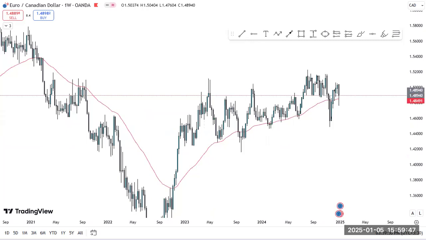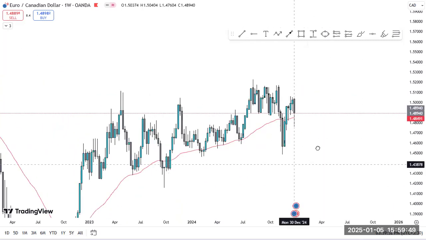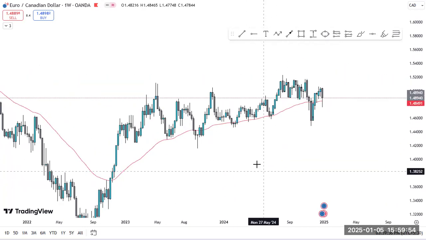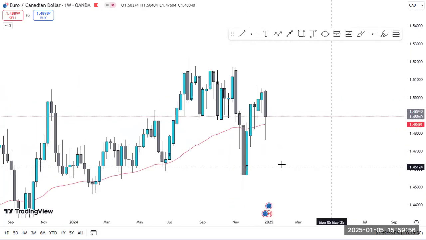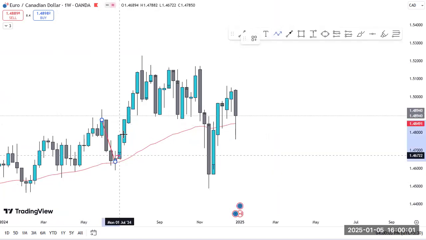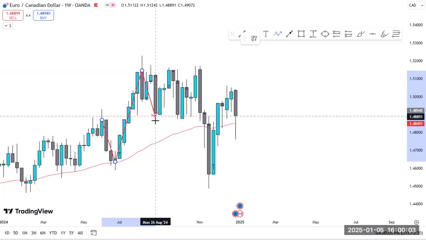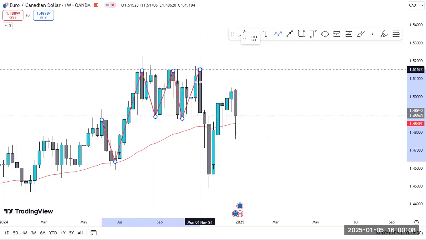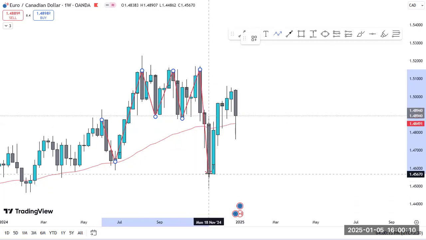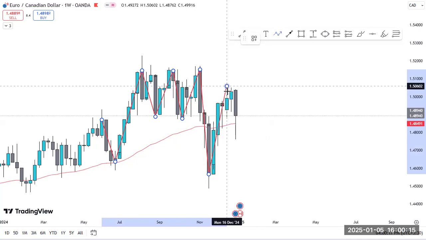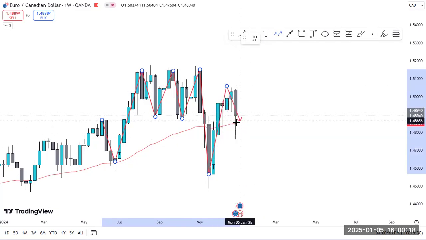First of all, in weekly, we are going to check what the trend is. This was in a trend. Break above, break down, break above. As soon as we break this low and this low as well, we are in a downtrend right now. So for weekly, we are in a downtrend.